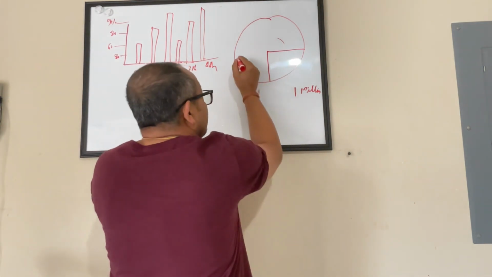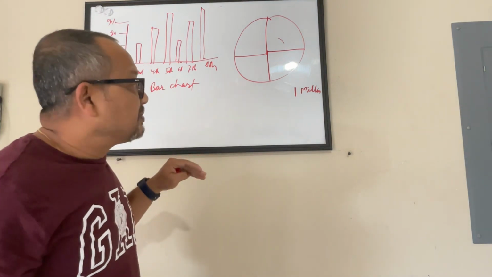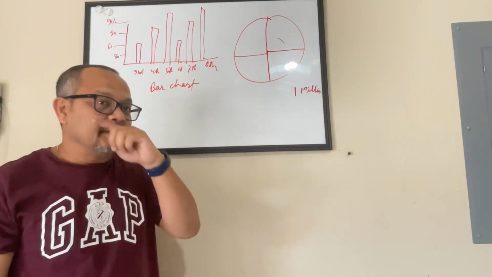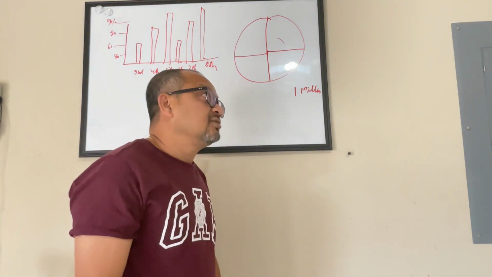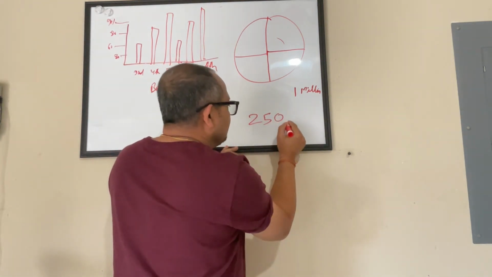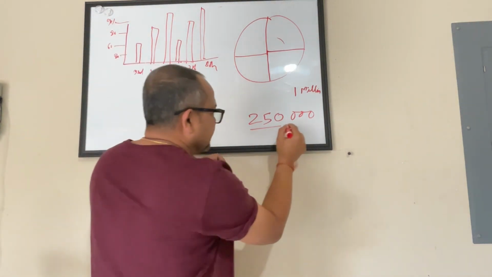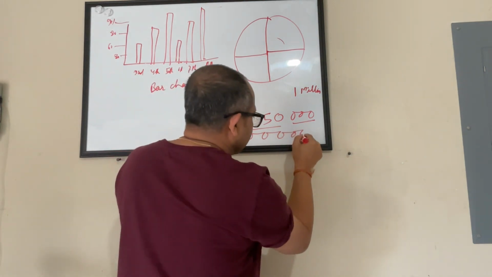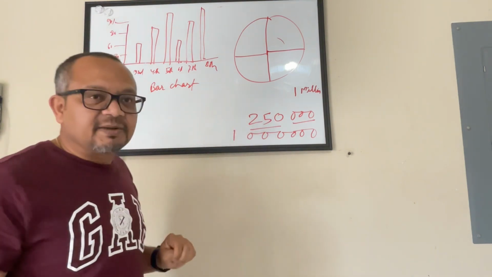So that would be 250,000, because when you look at 1 million, this has 6 zeros. So this is what everybody got.